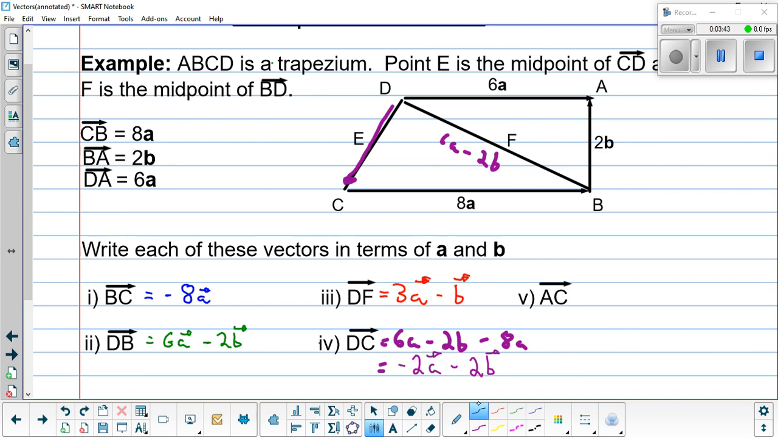And lastly, AC. We have A here, and we have C down here. We're actually going to draw a little vector in there, even though there wasn't one, because they're asking us to do that. If we want to go the opposite way, we have minus 2B to go down, and then we have negative 8A, go that way. So here we have negative 8A and minus 2B.